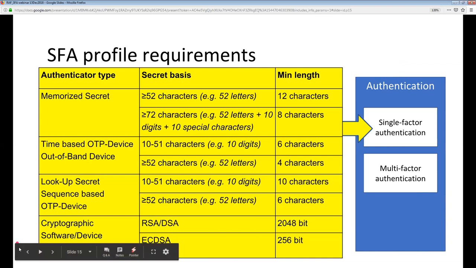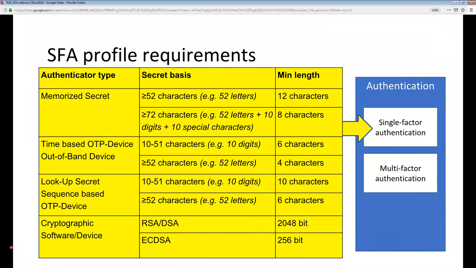What we see here are four different kinds of authentication types, which are derived from the NIST 800-63-3 document. For each of the authentication types, we have defined some secret bases and a corresponding minimum length. What does that mean? For example, in row one, for memorized secrets, which are, for example, passwords, we have defined two secret bases. If the user can choose his or her password, for example, out of a set greater or equal than 52 characters, the password must be at least 12 characters in length. If the user can choose the password out of 72 characters or greater, it is sufficient to have a password with 8 characters, for example.